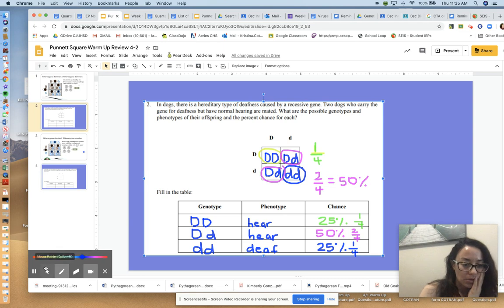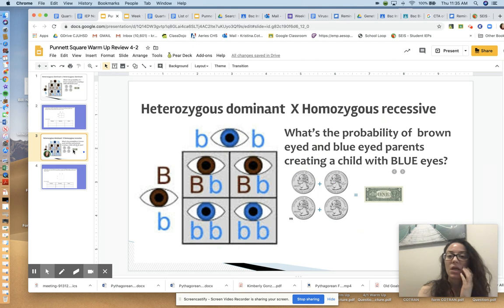I want to talk about another situation. Now it's asking what's the probability that a brown-eyed and a blue-eyed parent are going to create a child with blue eyes. So it's basically saying a parent that has the recessive genes, homozygous recessive, and also heterozygous dominant. So let's take a look. All you're doing here is looking at the Punnett square and literally circling the blue eyes, which is the phenotype. Physically, they have blue eyes.